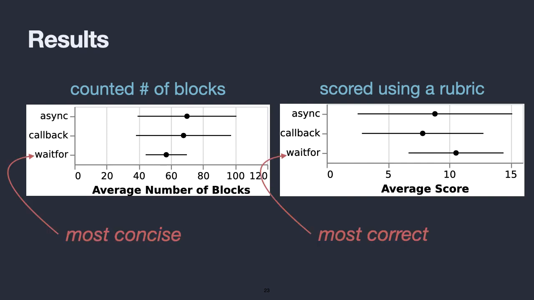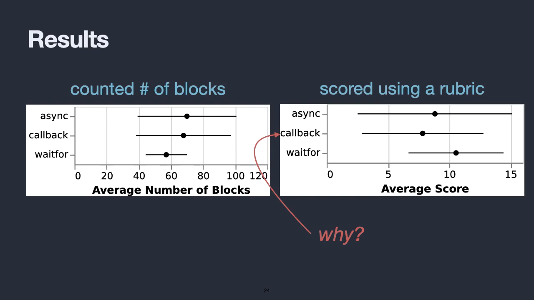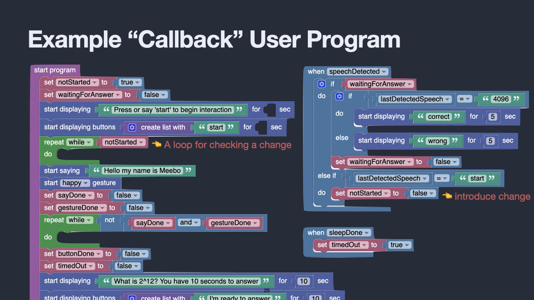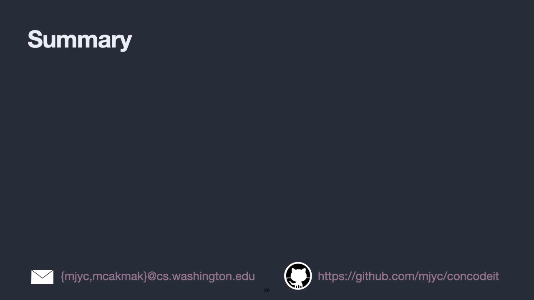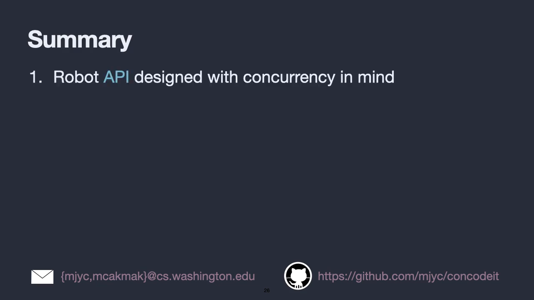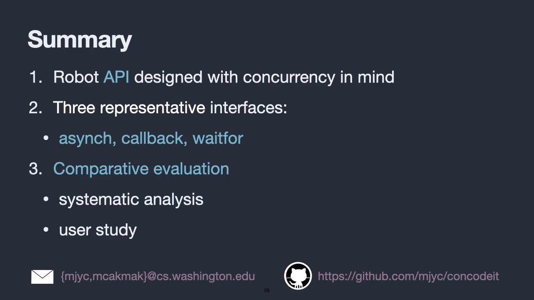We observed that the WaitFor concurrency interface produced the most concise and correct programs. And the Callback interface was the most difficult to use. Investigating the programs created using the Callback interface, we noticed that many participants made multiple mistakes while attempting to manually create event loops. We present the full analysis, results, and discussions in our paper.